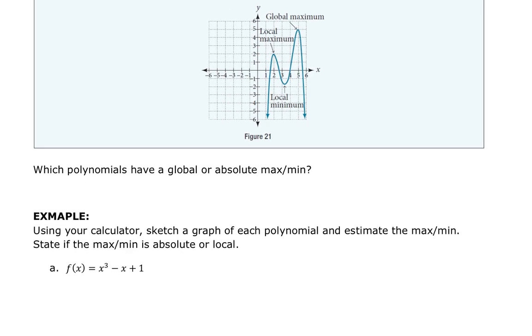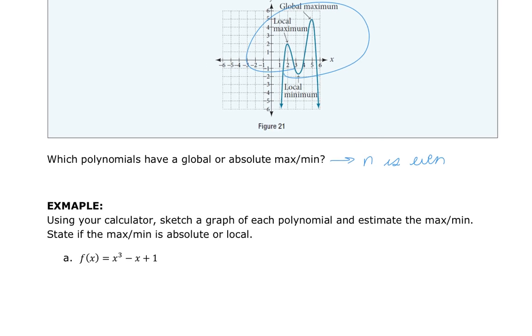Okay? So who will have globals or absolutes? The only ones that are guaranteed to have it is when n is even. When n is even, I will have an absolute max or an absolute min. In this case, where my leading coefficient is negative, I will have an absolute or global maximum. If my leading coefficient is positive, I will have an absolute or global minimum.